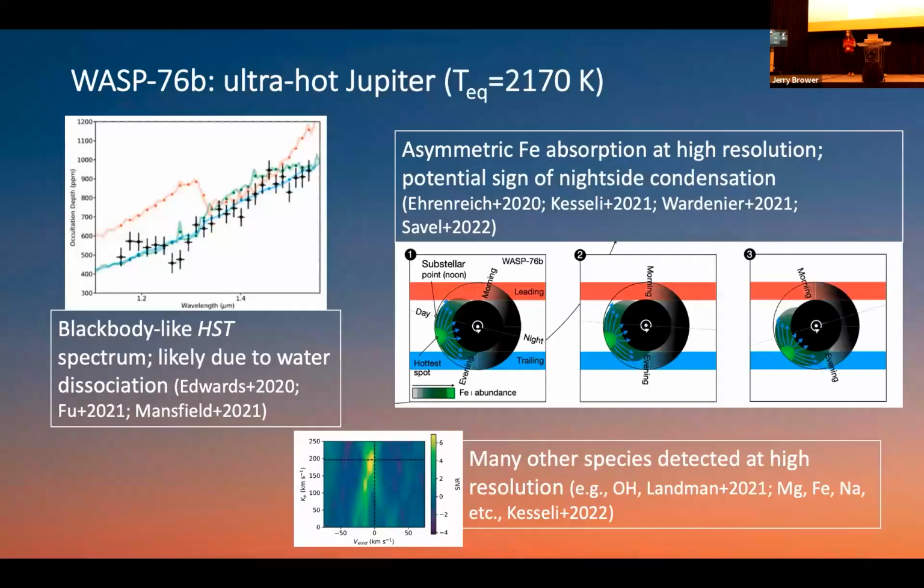And then it's been observed several times at high resolution, and there have been a lot of detections of various other molecules and atoms in this planet's atmosphere. Some examples are OH, several metals like magnesium and iron. But importantly, a lot of these have only detected these molecules and atoms and not really constrained their abundances. So that's what we wanted to do with these IGRINS data.